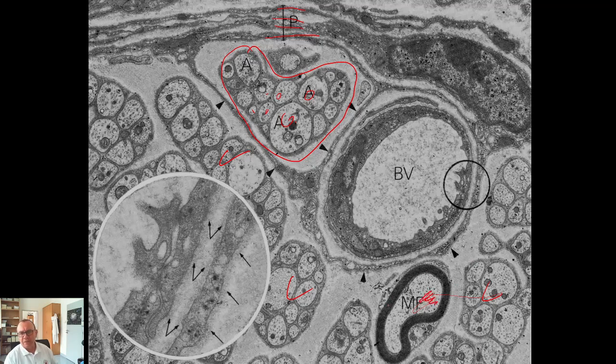You recognize electron-dense myelin sheath, and here is a piece of cytoplasm of a Schwann cell, and this Schwann cell was able to myelinate only one axon, but this axon is much bigger, much thicker than the others here in this location.